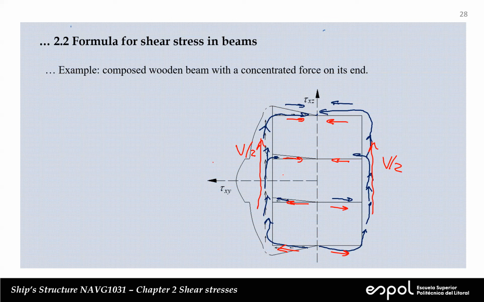So in this case, you see there is no net force in the Z direction. There is no net force in the X direction. There is no net torsional moment. There is no net bending moment in the Y direction. So there are only two internal forces, the shear force in the vertical direction, and the bending moment in the Z direction. So we're okay. Because those are the two internal forces that we need in order to have equilibrium when we have external forces in the Y direction.